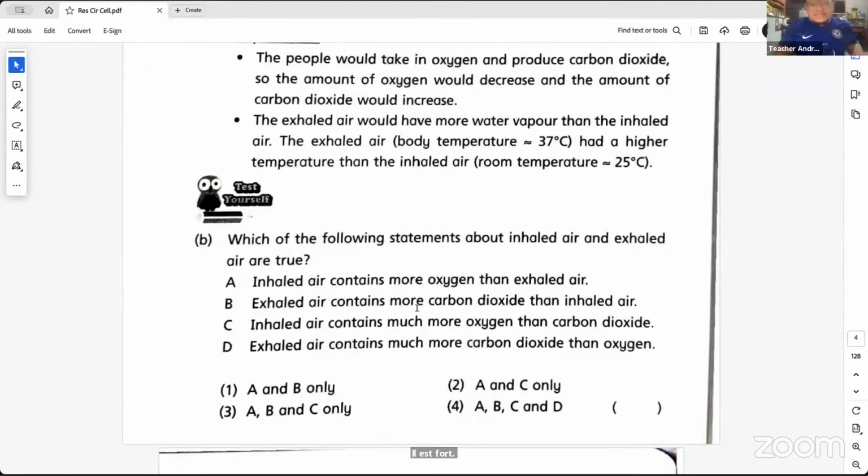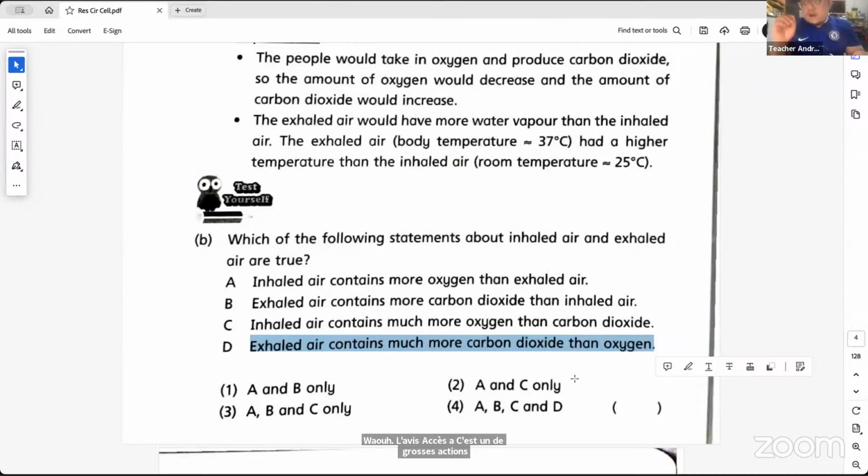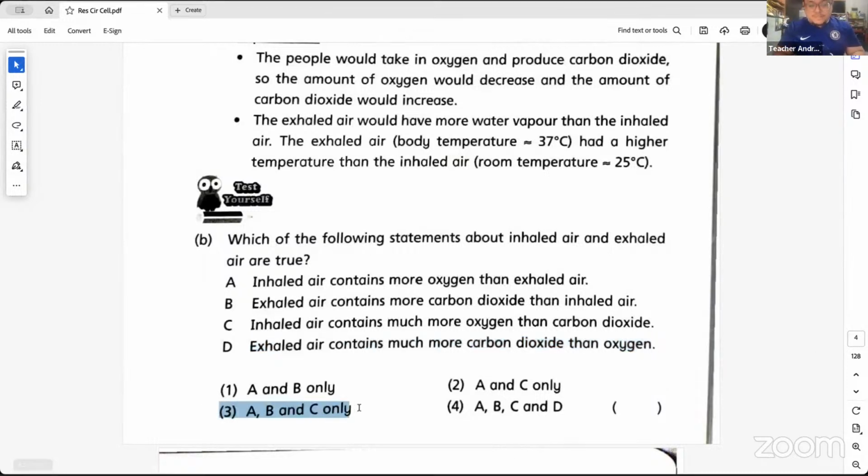Okay. Well, let us look at this, all right? I believe that Ruby just got tricked by the question. Yes, exhaled air contains much more carbon dioxide than the inhaled air, but the percentage of oxygen in exhaled air is 16%, whereas carbon dioxide, even though it's more, is only at 4%. So therefore, D is wrong, because exhaled air contains 16% oxygen and carbon dioxide 4%. That's why the answer is only A, B, C, which is number 3. All right. No worries. Let's continue.